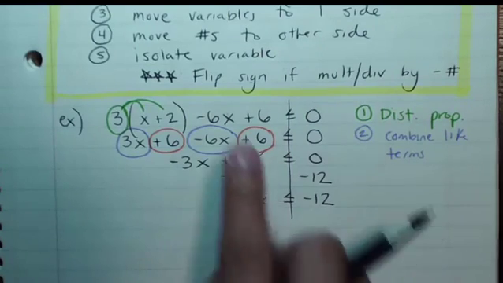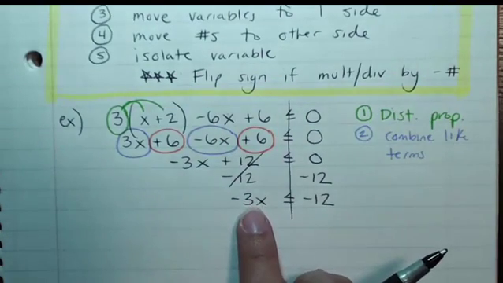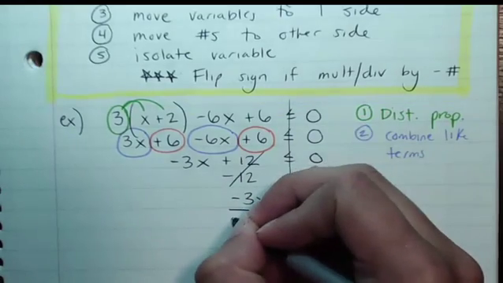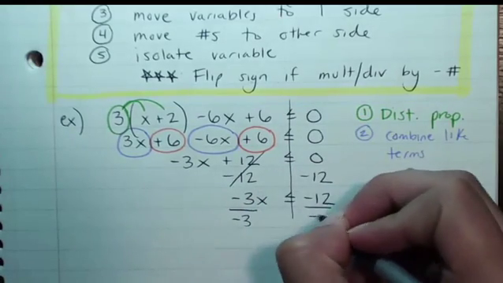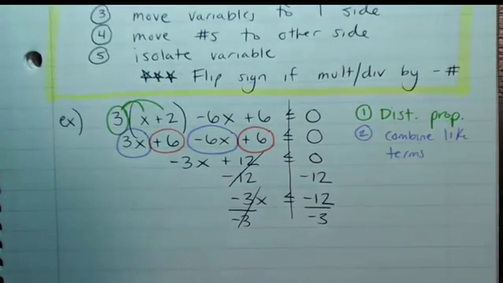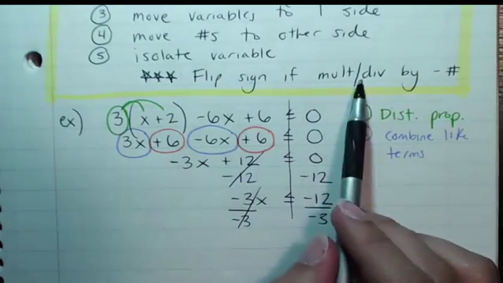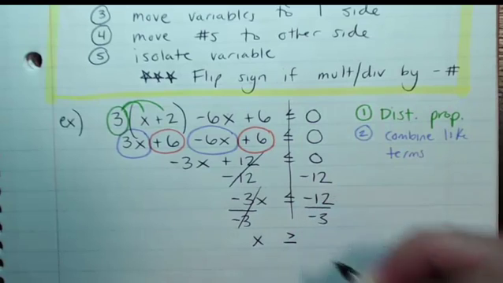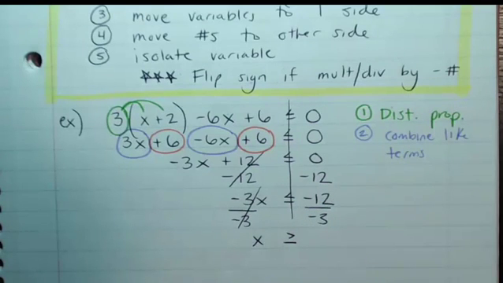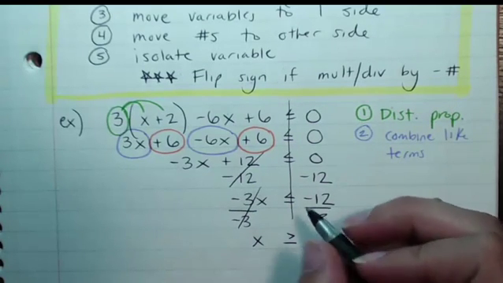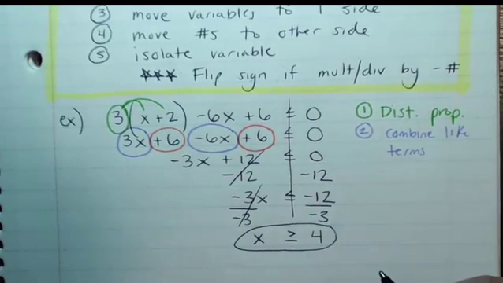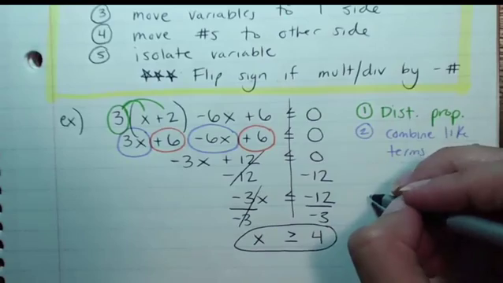And then my last step here is I want to isolate the variable. So, to get x by itself, right now it's multiplied by negative 3. So I'm going to divide by negative 3. Now again, if I divide by a negative number, what do I have to do to that sign? I have to flip the sign, and negative 12 divided by negative 3 is a positive 4. So my answer here is x is greater than or equal to positive 4.